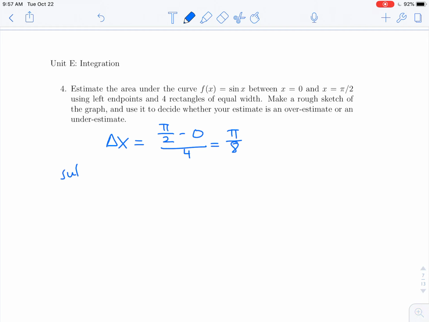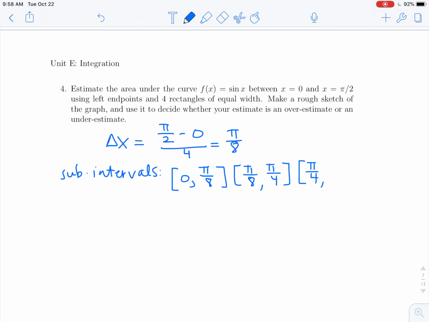And then our subintervals, we should have 4 of them, will be 0 to pi over 8, because you add delta x, pi over 8 to pi over 4, double check me on that, but it's right, pi over 4 to 3 pi over 8, and then 3 pi over 8 to pi over 2. So the fractions that I could reduce, I went ahead and reduced them in my head. So like the pi over 4 is the same as 2 pi over 8.